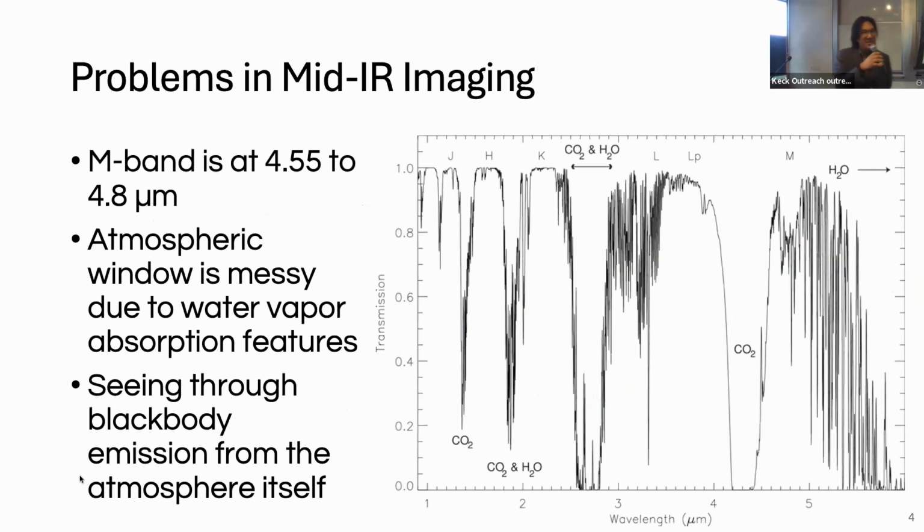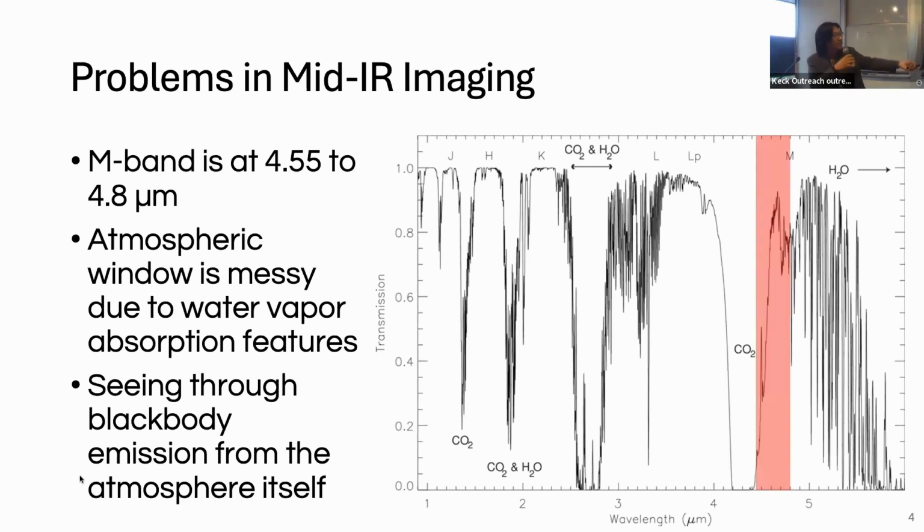Just going into the main issues as to why people typically don't choose M-band. So M-band is at 4.55 to 4.8 microns on Keck. The atmospheric window here is actually pretty messy. There's a lot of absorption features due to water vapor. And you're also seeing through some black body emission of the atmosphere itself.